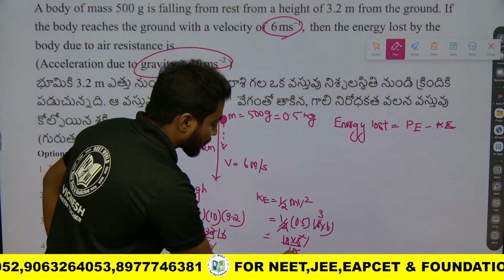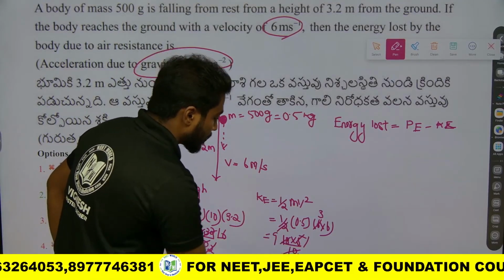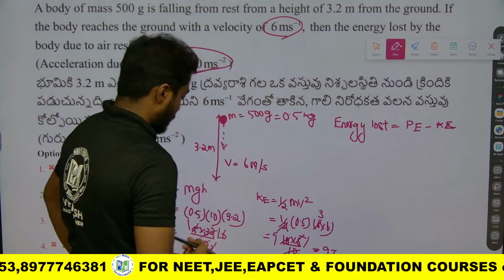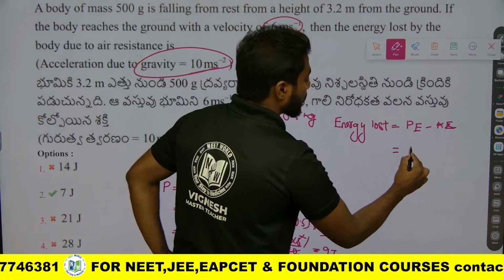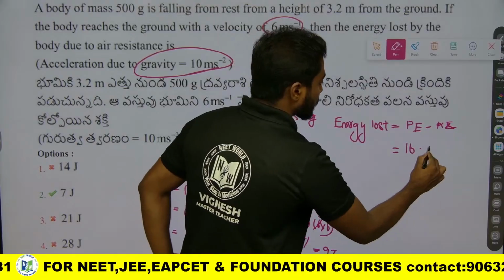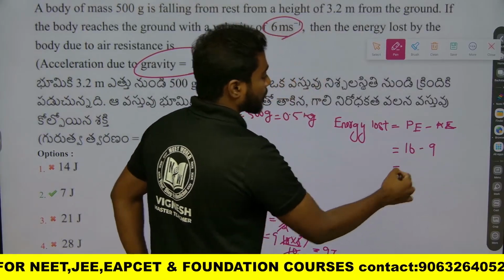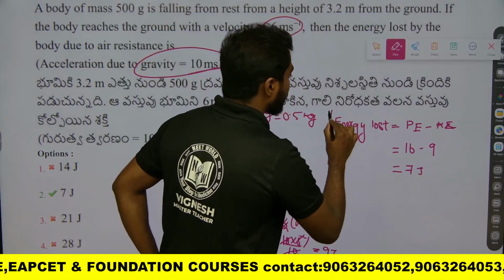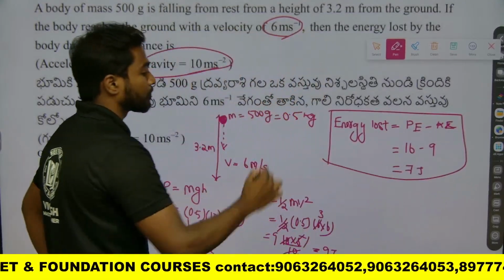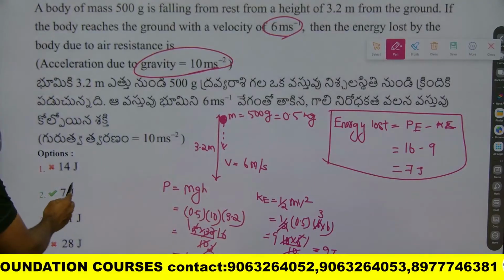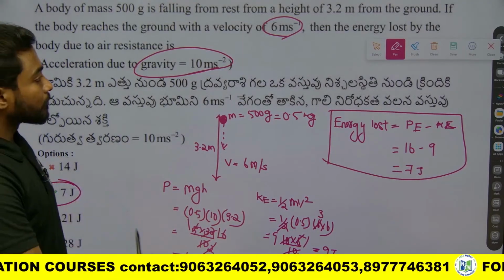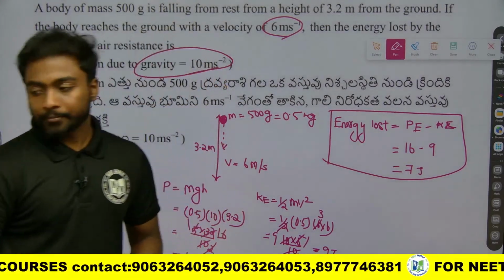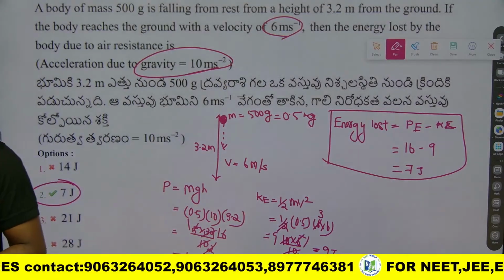So this is 1 and this is twice, this is 9. So this is 9 joules. Now I can say that potential energy is 16 joule, kinetic energy is 9 joule. So, the final answer will be 7 joules. This is the energy lost. 7 joule is the energy lost. Yeah, take down, we go for next question.